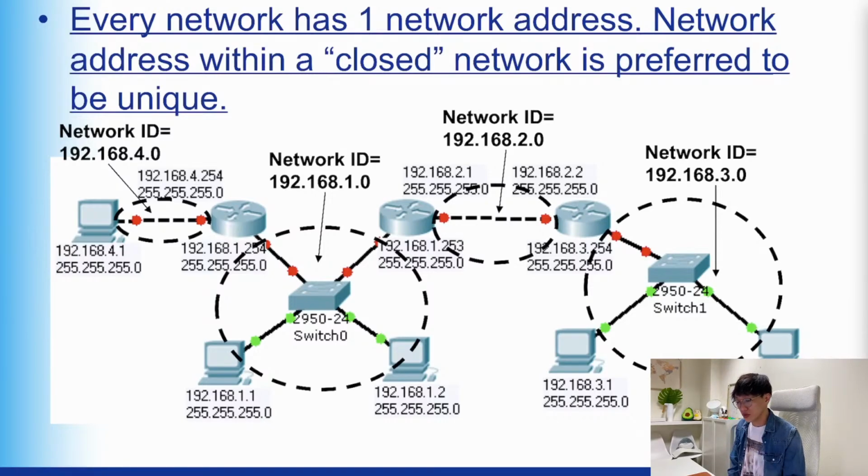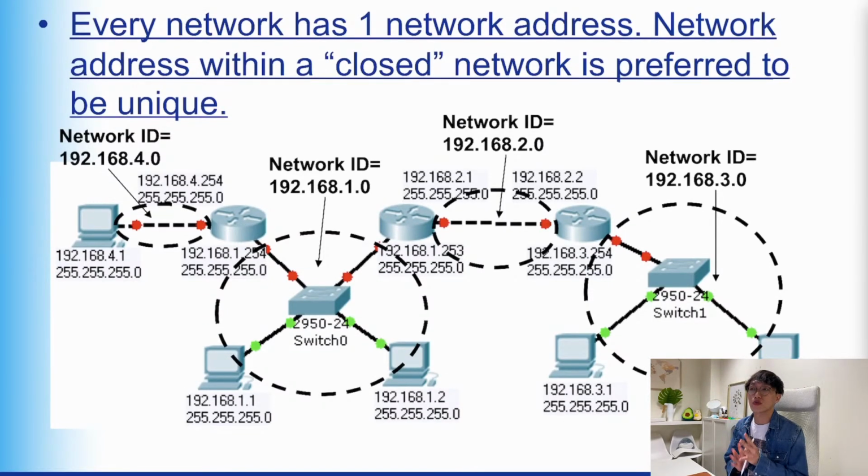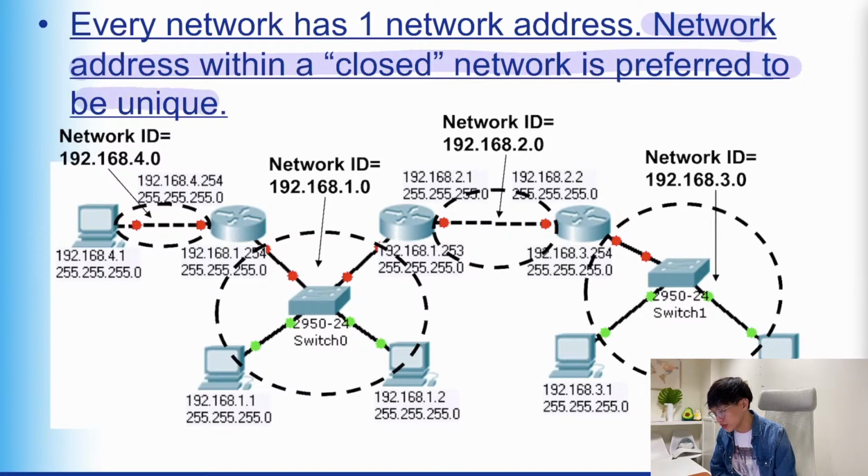Okay, now let's see rules 2. Rules 2 is continued from rule number 1. Okay, now it says that the network address within a closed network is preferred to be unique.